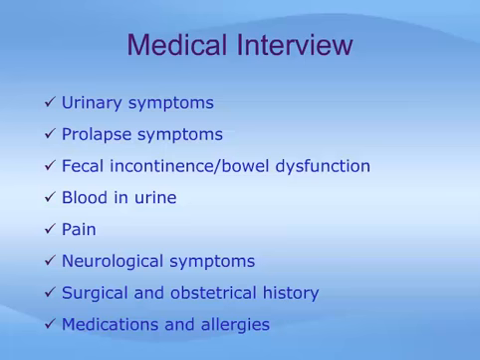In taking a detailed history, your doctor may ask you specific questions to elucidate urinary symptoms, symptoms of prolapse and bowel problems, blood in the urine, and pelvic pain. Any history of neurologic disease should also be noted, as should any surgical and obstetrical history. As always, a complete list of medications and allergies should be provided to your physician.